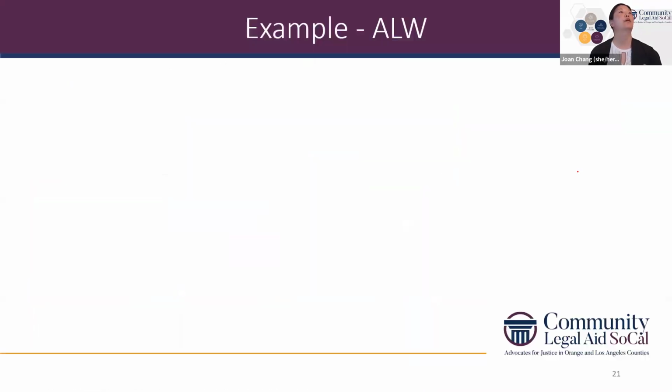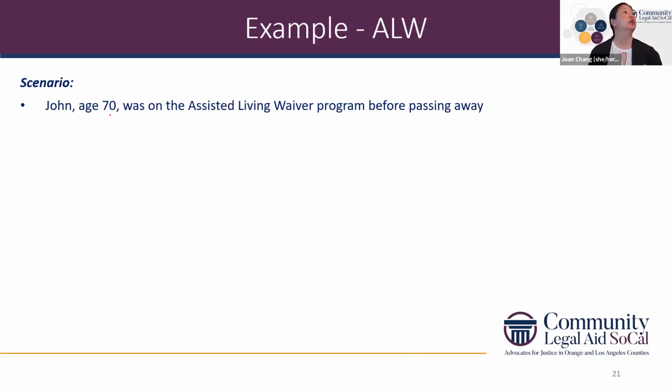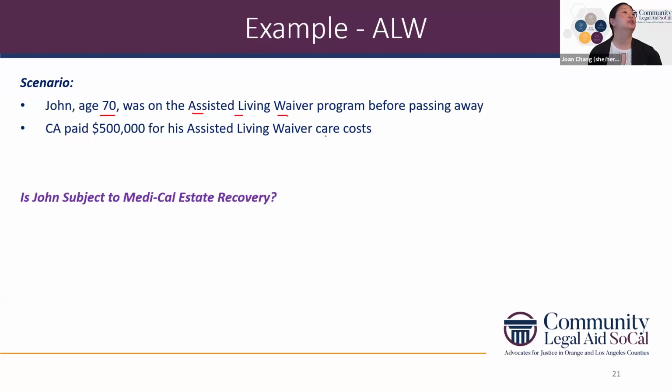All right, let's look at an assisted living waiver example. Same John. He was 70 years old. He was on the assisted living waiver program before he passed away. Again, made up numbers, but California paid about 500K in assisted living care costs. Is John going to be subject to Medi-Cal Estate Recovery? Either yes or no for assisted living waiver costs.